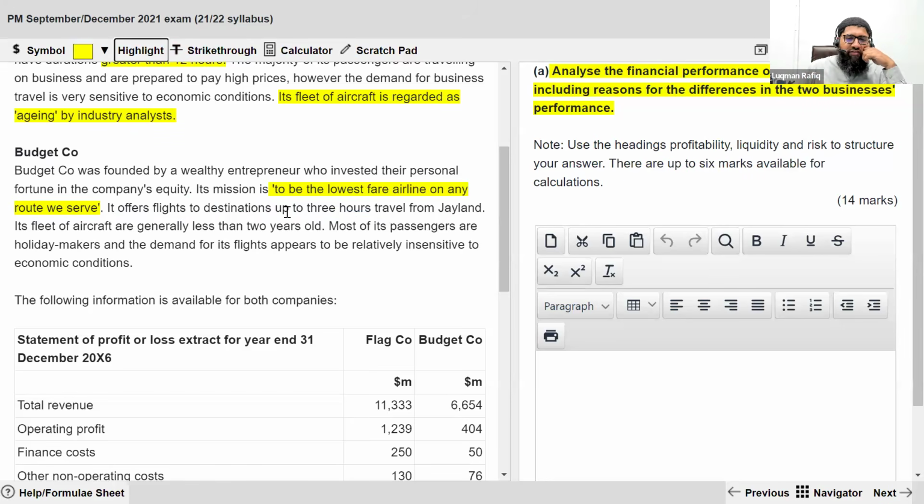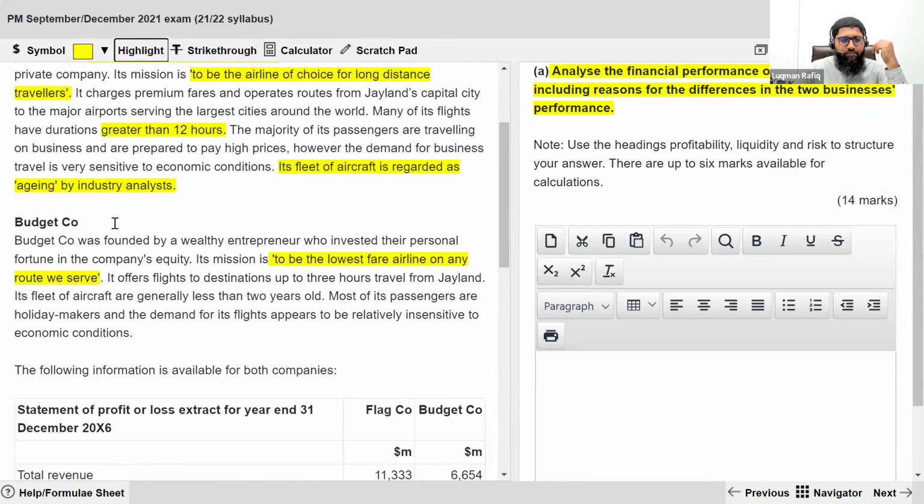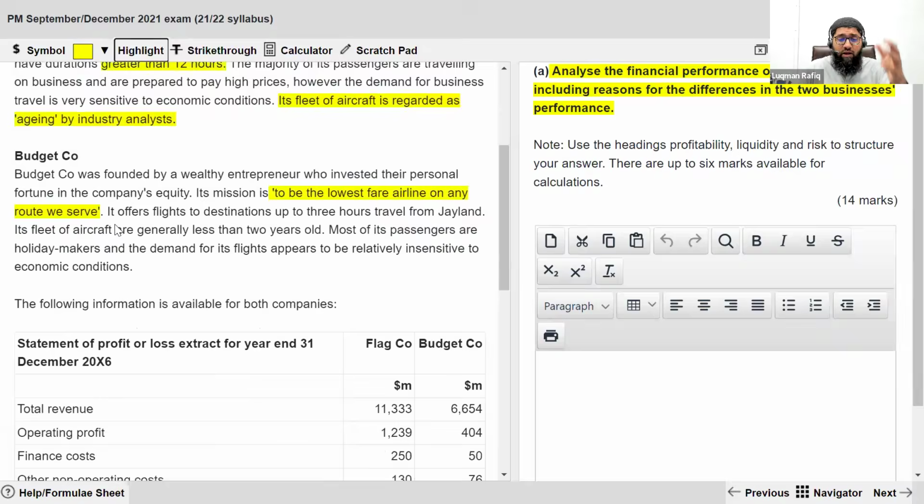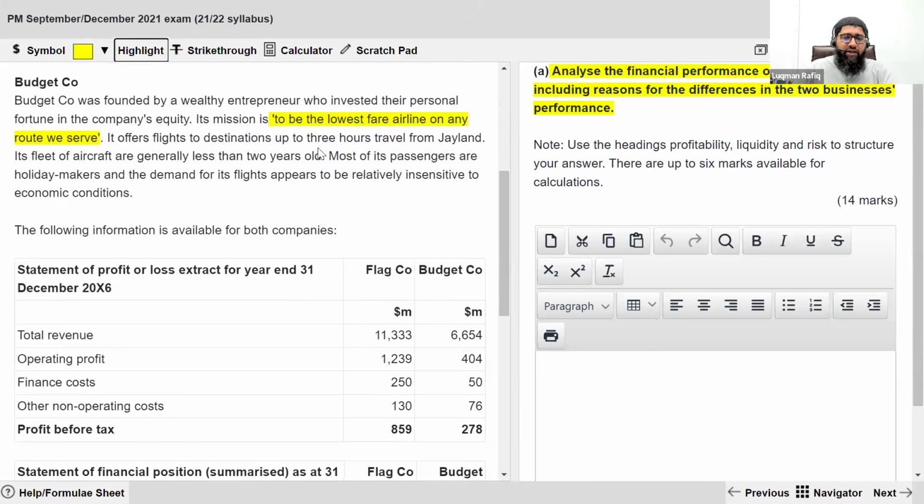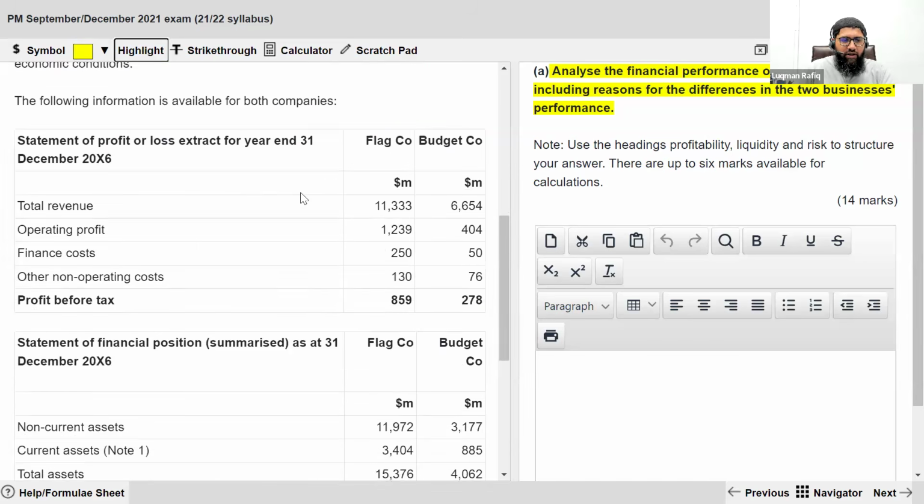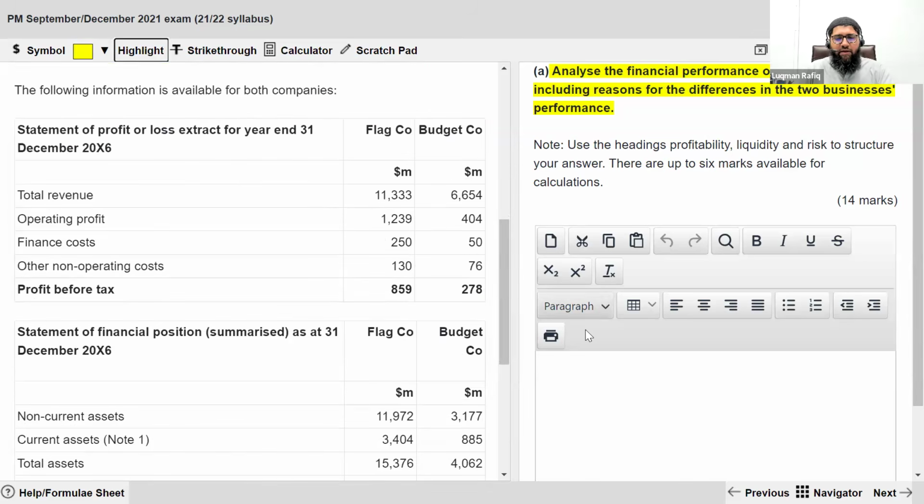It offers flights to destinations up to 3 hours travel from J-Land. So one of them is traveling up to 12 hours, in fact more than 12 hours, and one of them is traveling up to 3 hours. Its aircraft are generally less than 2 years old. Most of its passengers are holiday makers, and demand for its flights is relatively insensitive to economic conditions. The following information is available for both companies.